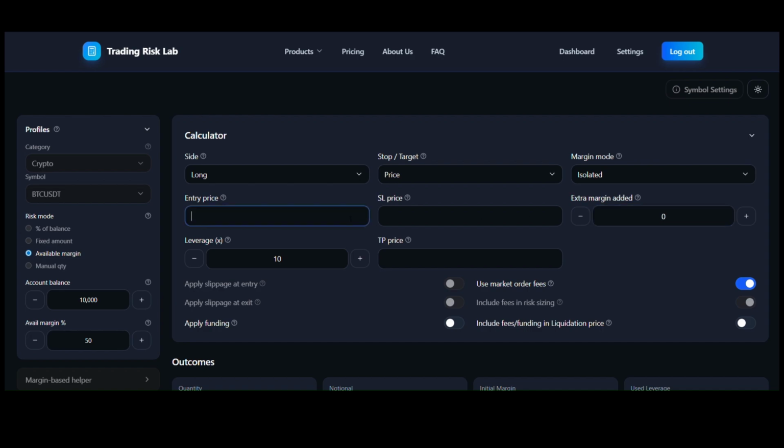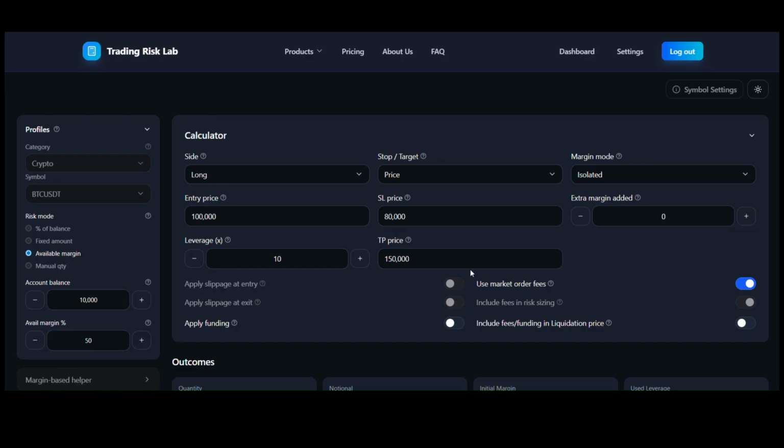We set the entry price to 100,000. The stop loss price is 80,000. The take profit price is 150,000. Leverage is set to 10 times. You can adjust this using the plus and minus buttons, or type the value directly.